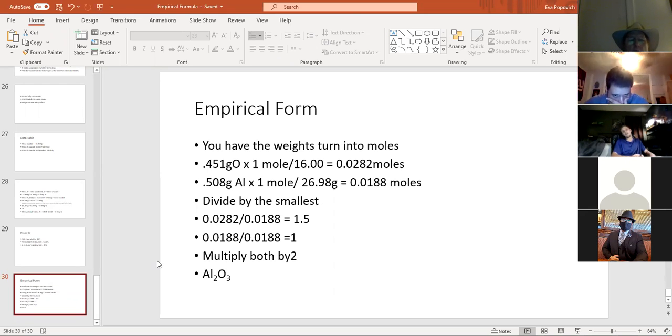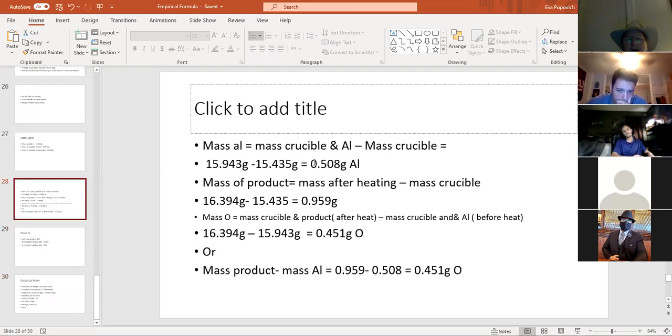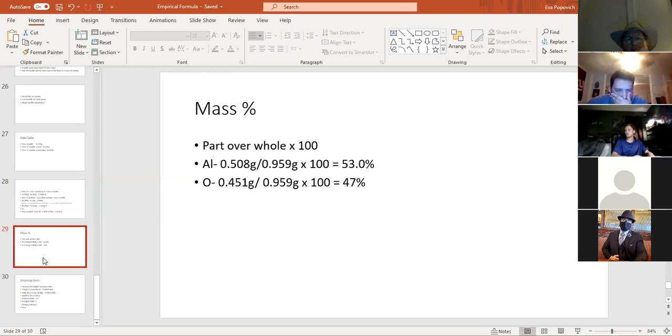Now, I also have the weights. If I have the weights, I can also get the percentages of aluminum and the mass percent of the oxygen. Remember, my whole weight is the weight of my product, 0.959. This is the weight of my aluminum. This is the weight of my oxygen. So to get my aluminum, I take my aluminum weight, divide it by the product weight. This gives me 53% aluminum. My oxygen weight divided by the product weight gives me 47% oxygen.